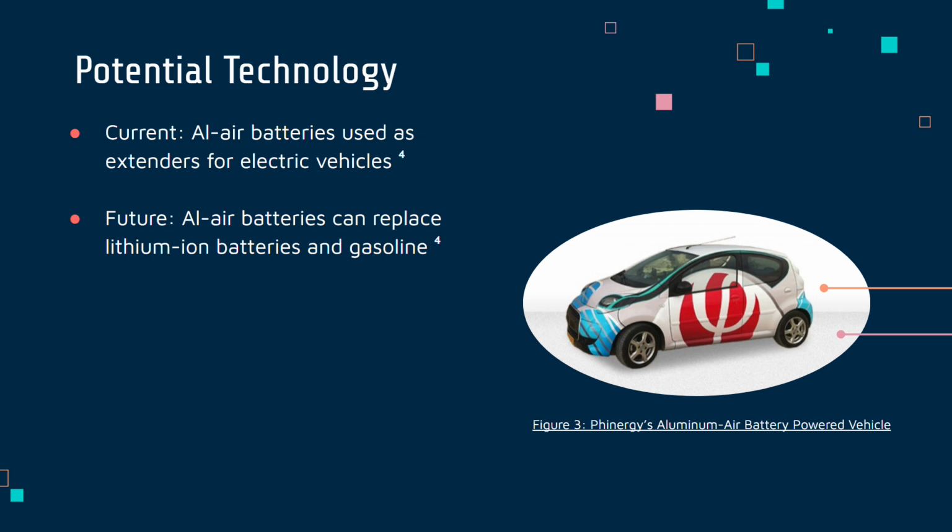Due to aluminum's high energy density, I believe one day we'll see an airplane which is also powered by aluminum-air batteries. However, there are many problems that need a solution in regards to these types of batteries. The future goal I would like to see is aluminum-air batteries which are able to recharge, that can be recycled, and enable users to travel longer distances. To the right is a picture of Finergy's aluminum-air powered vehicle.